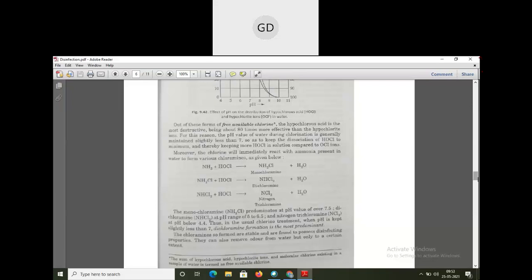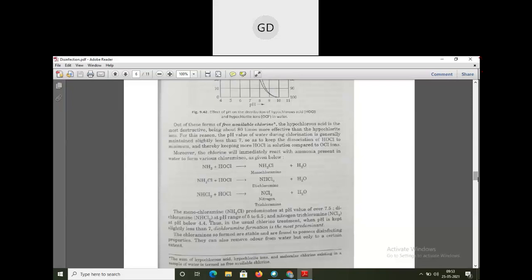Then again this NH2Cl, if it reacts with hypochlorous acid, will give you dichloramine. Then this dichloramine, when it again reacts with hypochlorous acid, will give you nitrogen trichloramine. So please remember these equations, as small MCQs might come from these reactions. Just remember what is formed first: monochloramine is first formed, then dichloramine, and then nitrogen trichloramine.